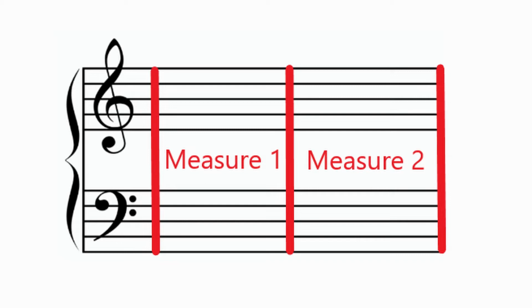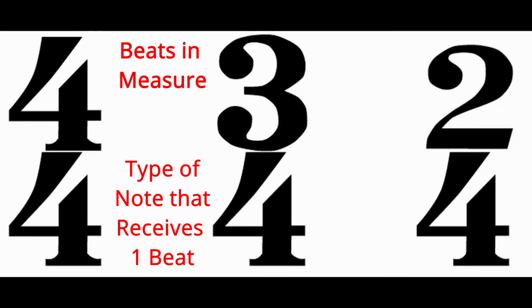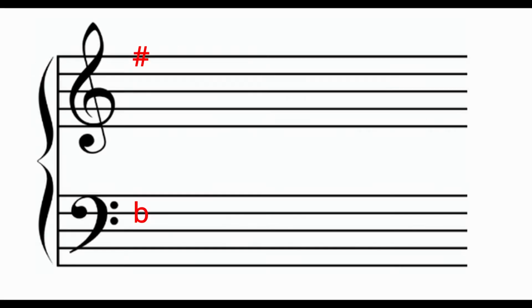On the grand staff there are two clefs, the treble and the bass clefs. A song is divided into sections called measures. Every song has a time signature that shows how the song is played. The top number is how many beats are in a measure, and the bottom number is what type of note receives one beat. Also, at the beginning of the song, there may be sharps or flats that tell you if certain notes should be played sharp or flat during the whole song, unless stated otherwise.